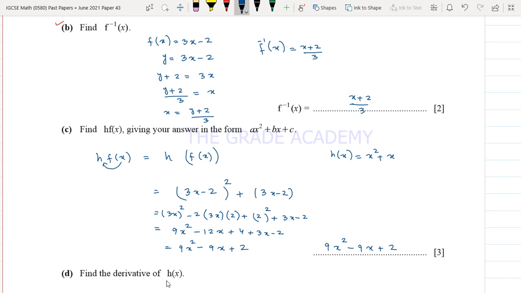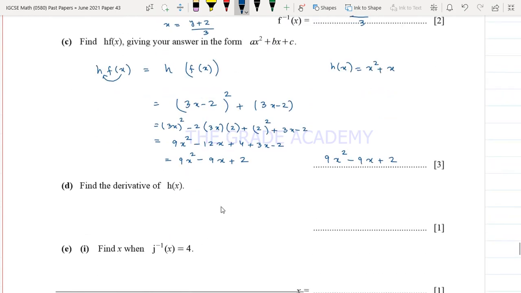Now find the derivative of h of x. So again, let us rewrite h of x. h of x is equal to x squared plus x. The derivative is denoted by h prime of x. We will use the power rule of derivative. The derivative of x squared is 2 times x plus the derivative of x is 1. So the derivative of h of x is 2x plus 1.